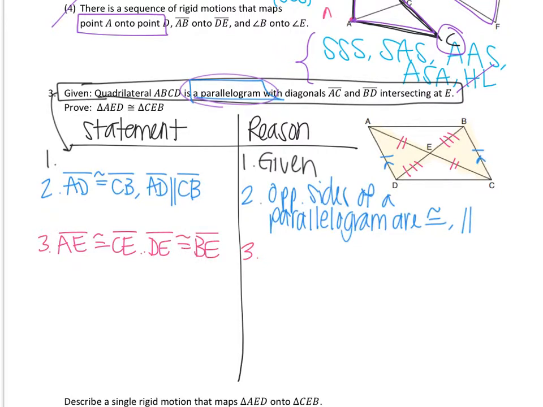And again, this is because diagonals in a parallelogram bisect each other.